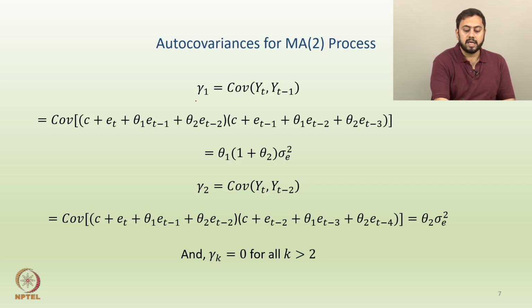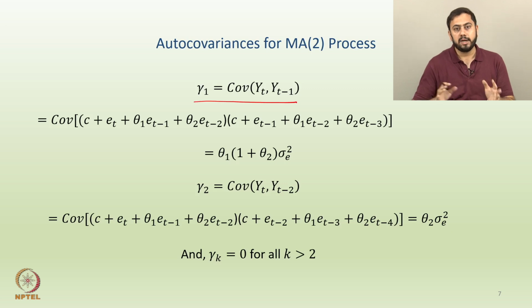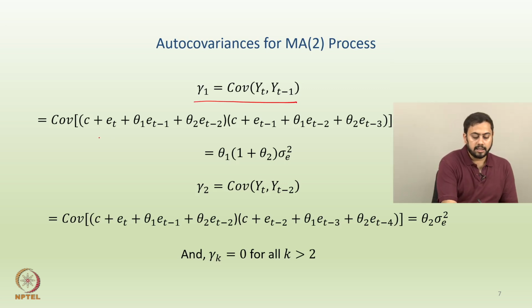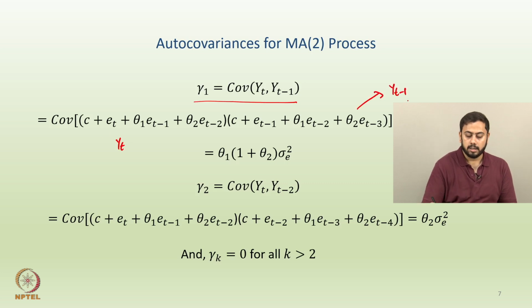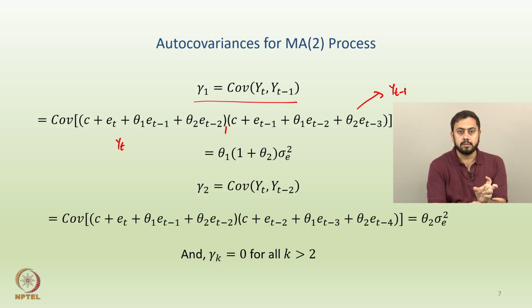So again gamma 1. So gamma 1 is what? Gamma 1 is autocovariance at lag 1, so covariance between yt and yt minus 1. Okay. So again this entire thing is yt and this entire thing is yt minus 1. So we want to find the covariance between yt comma yt minus 1. Now again you apply the exact same logic. Wherever you see same subscripts, you combine those terms and the corresponding covariance reduces to the variance. And for all other combinations the covariance reduces to 0.